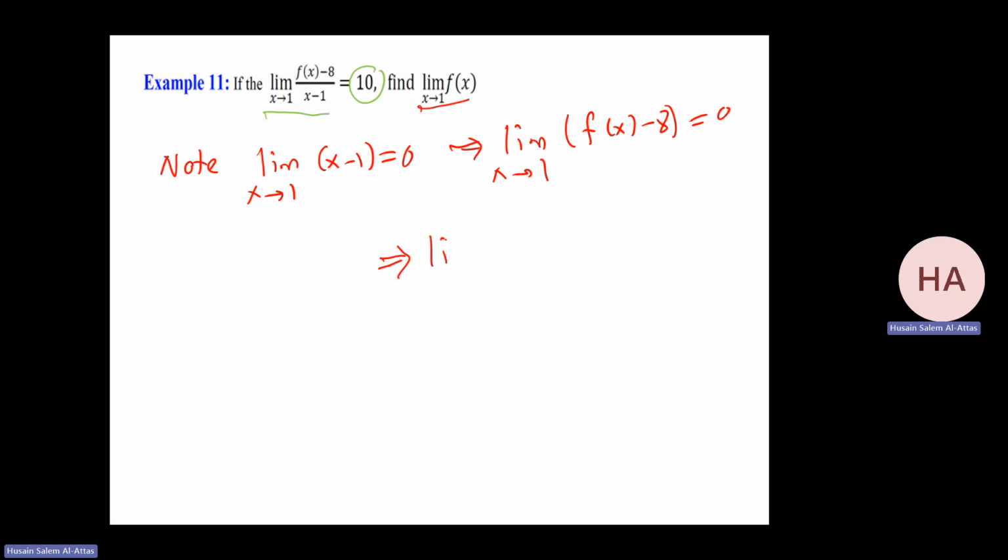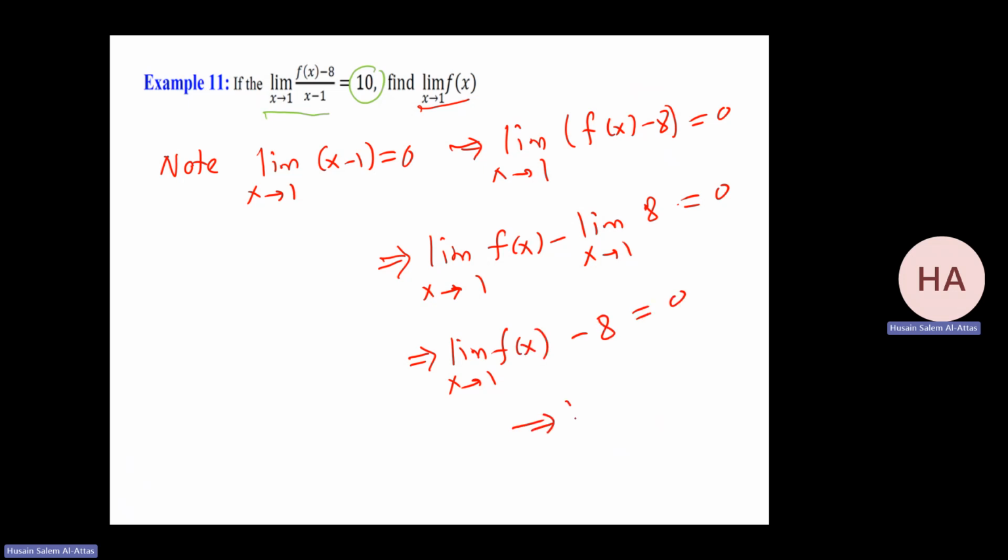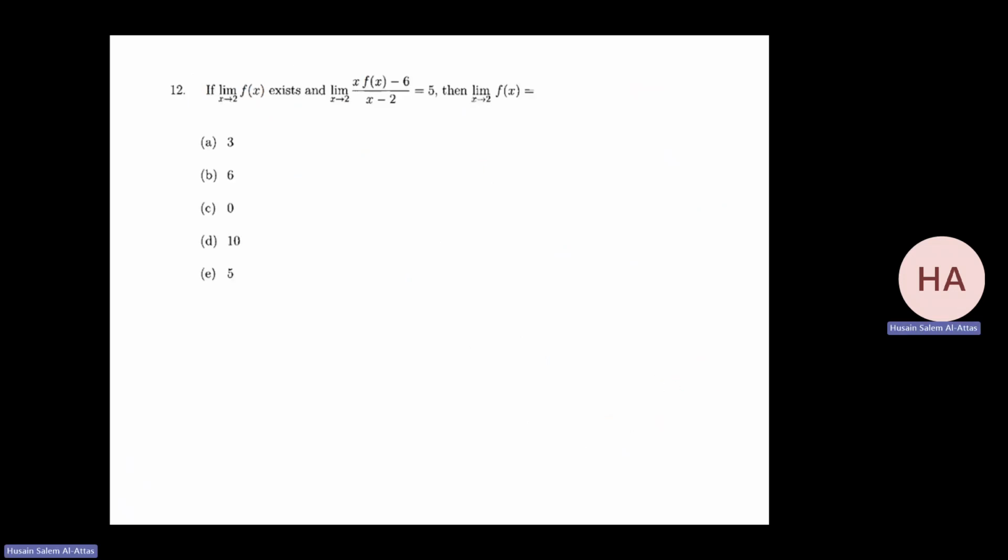So I have what? Limit as x goes to 1. What is this? I can distribute the limit, since I'm assuming the limit of f of x exists. Or you can do a trick: you add 8, subtract 8, the same idea. That will be limit as x goes to 1 of f of x minus 8 equals 0. So the limit of f of x as x goes to 1 will be equal to 8.